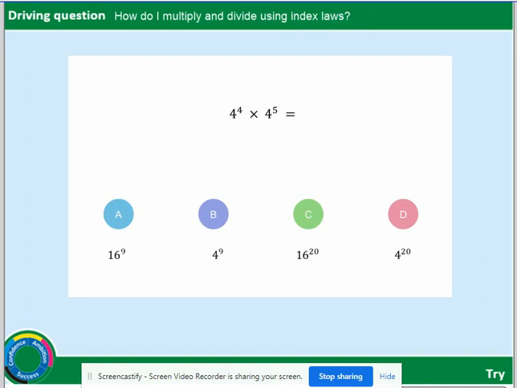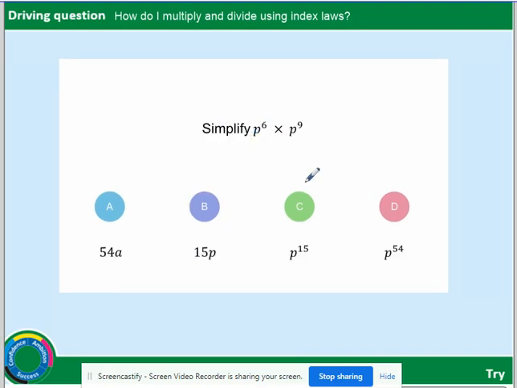Have a go at these quick fire questions. Add the powers. Don't do this. This is a reasonably common mistake. Don't multiply the actual 4s. Don't do 4 times 4 is 16, because that will give you a different base, and we want the base to remain the same.